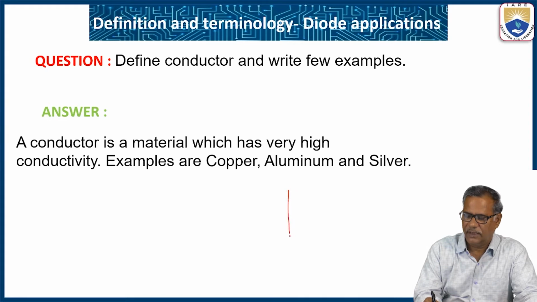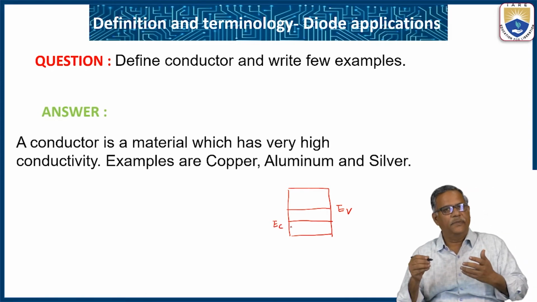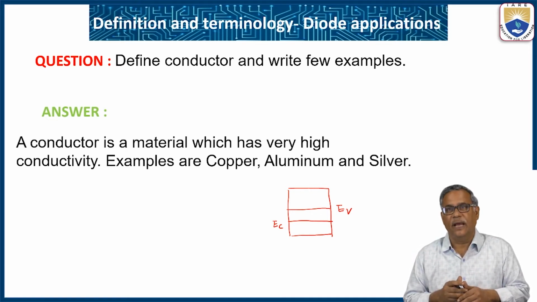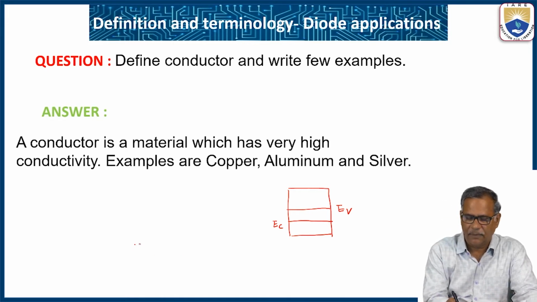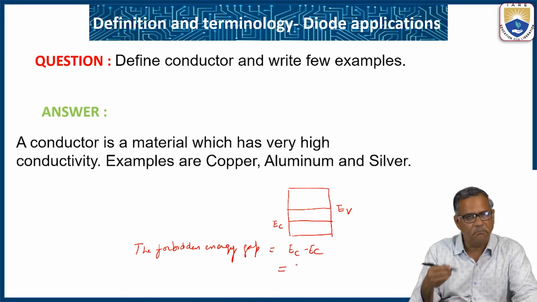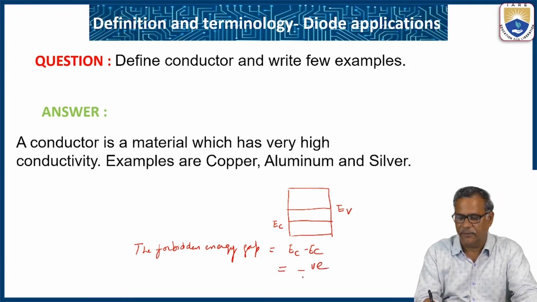So if you take the energy band structure of metal, this is the valence band, I call it EV, and this is the conduction band, I call it EC. And the gap between conduction band and valence band is called the forbidden energy gap. So in this case, the forbidden energy gap is given by EC minus EV. So naturally, for a metal or for a conductor, it is negative.